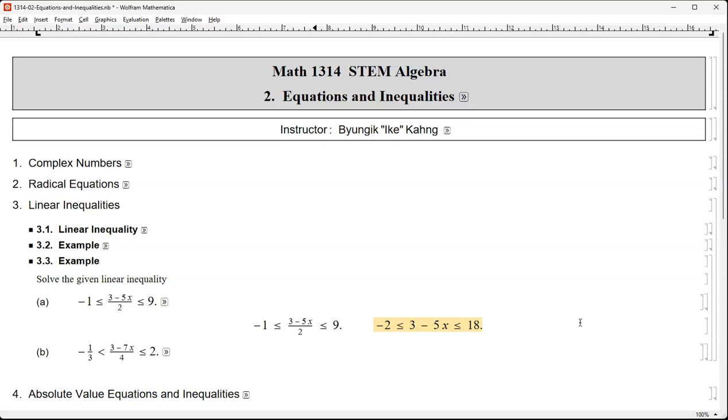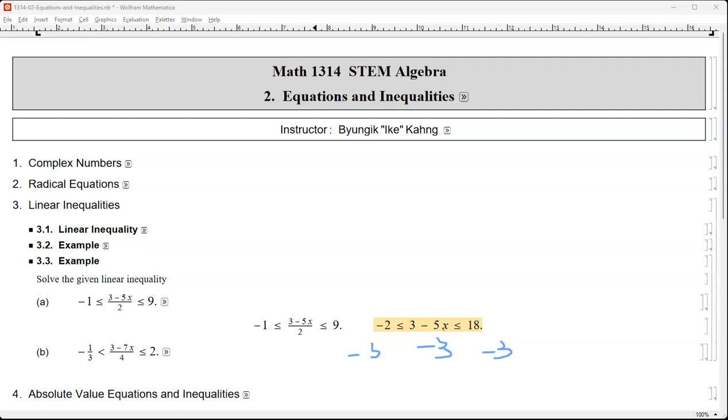All good? Alright. Parentheses, no parentheses, just like terms. 5x is only here, and that's the only x term. And constants are like terms, so you have to flip it over. But how to flip it over? There are two inequalities there. What you do is subtract 3 from each, from all three. Basically, you are doing this. Minus 3 from here, minus 3 from here, and minus 3 from here.